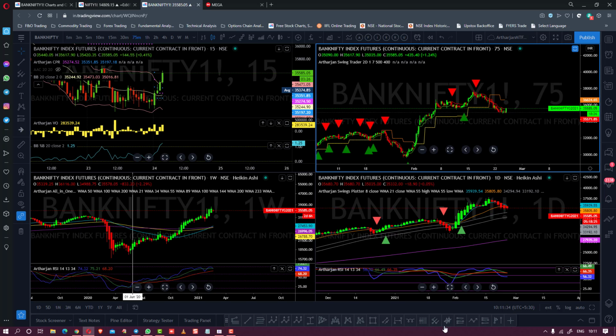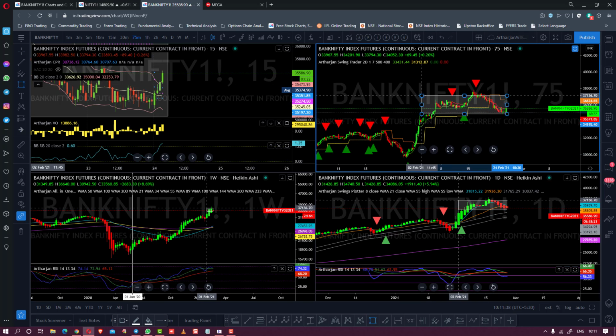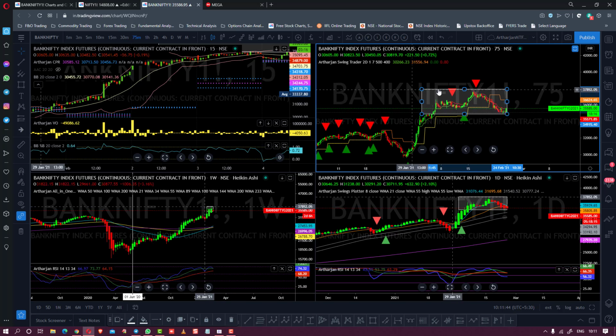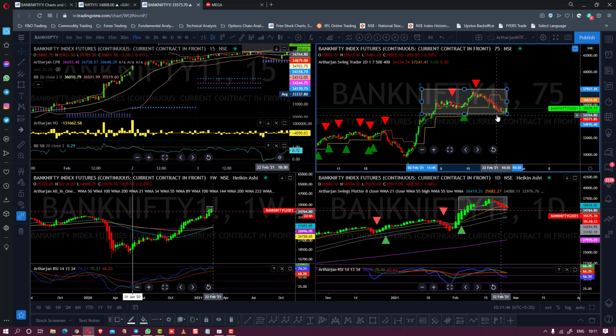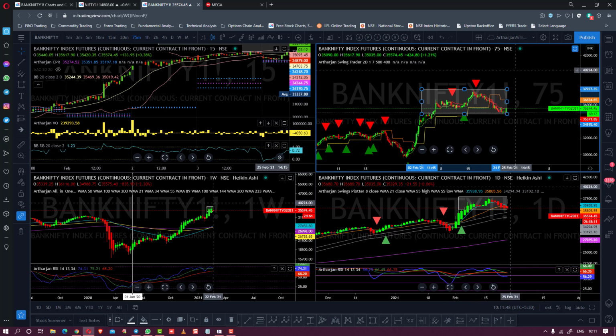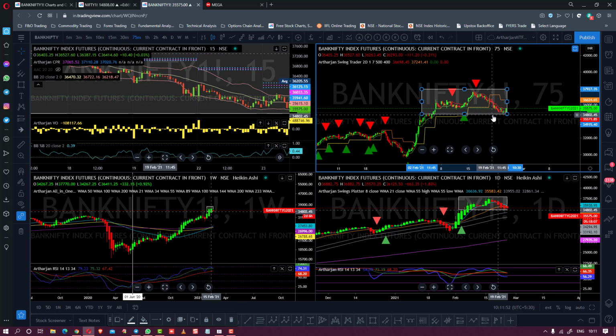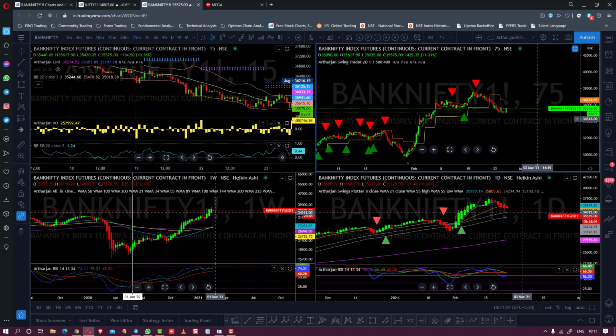You can see how to identify whether it's sideways or not on a 75-minute time frame. If it is moving within a particular rectangle, that means it is moving sideways. The moment it starts to move above this rectangle or crosses below it, then I would say a trend direction has been established.